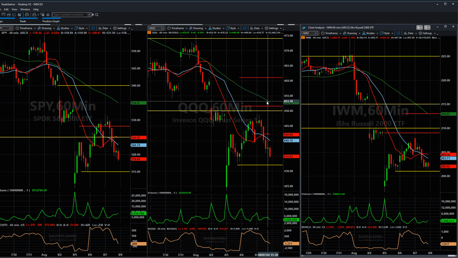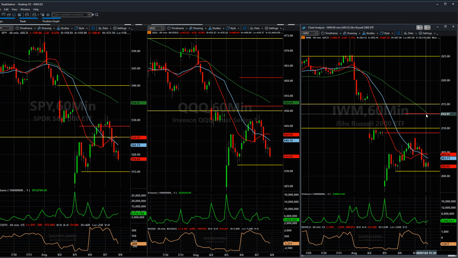That would project the equality at the 461 level, which is this level right here in the Qs, and in the Russell it's the exact same thing. You can see that if this is leg 1 and this is leg 2, then it would project up to 213, which is this level right here. So that is one possible scenario in tomorrow's trading.